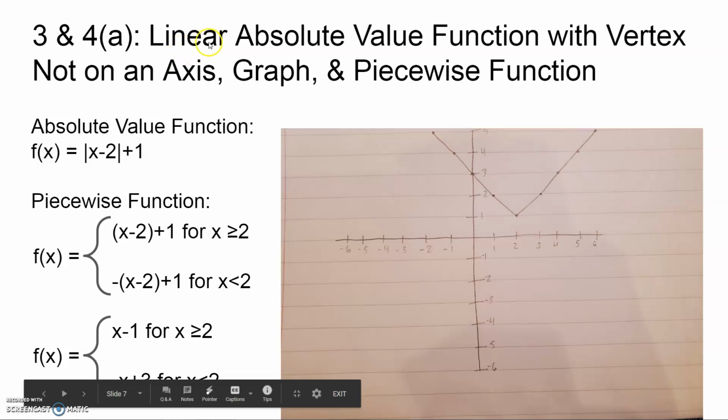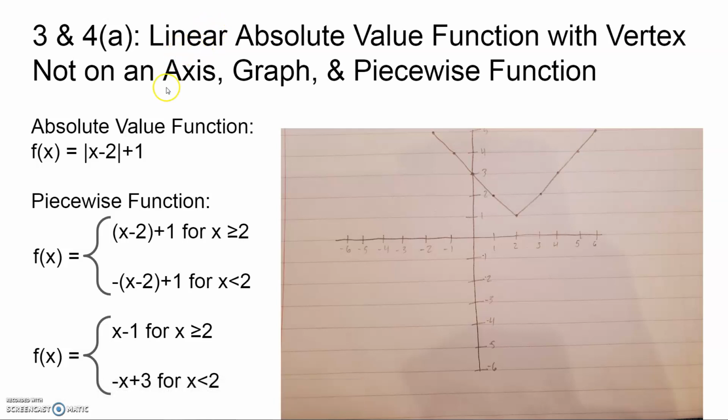This is a linear absolute value function with the vertex not on an axis, the graph, and the piecewise function. So this is the absolute value function: y equals the absolute value of x minus 2, plus 1. This is the graph that corresponds to that function, and we can tell that this matches it because the minus 2 will shift it over to the right by 2, and the 1 will shift it up by 1. That's why the vertex is here.